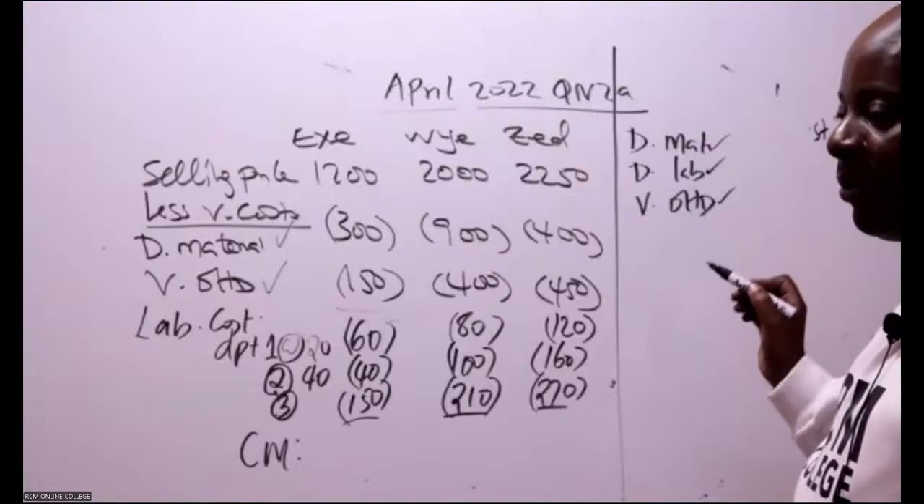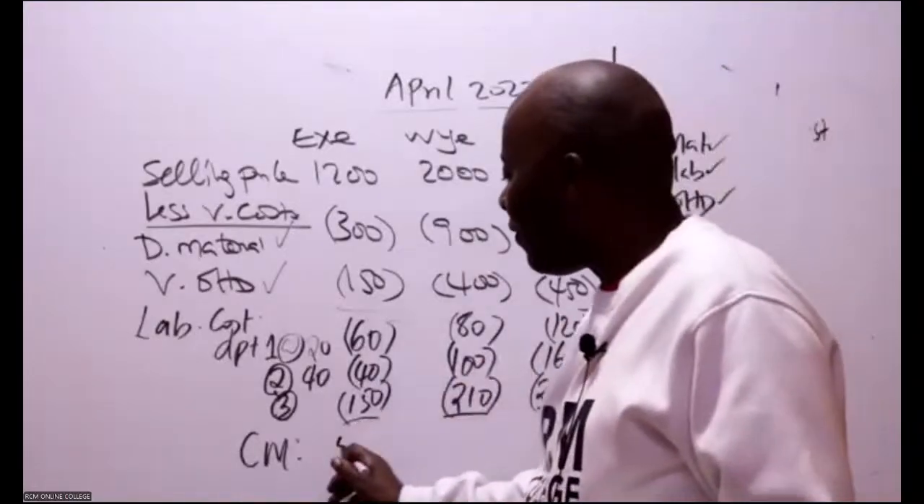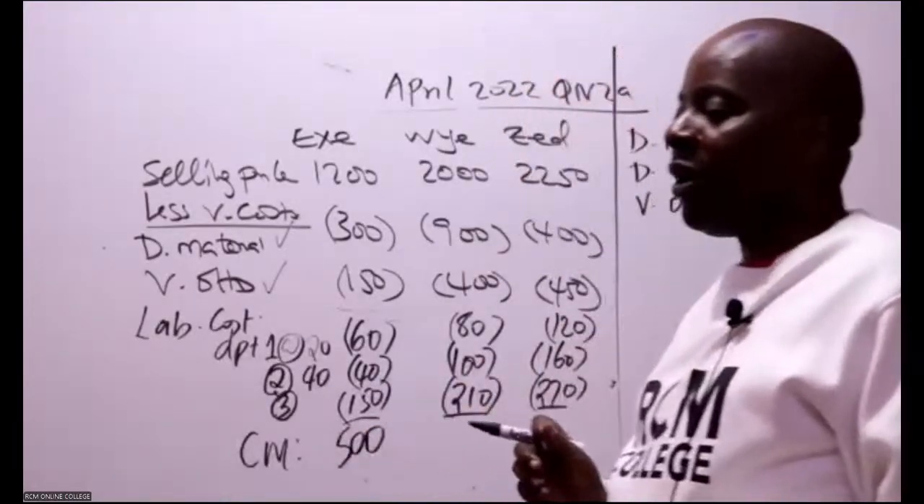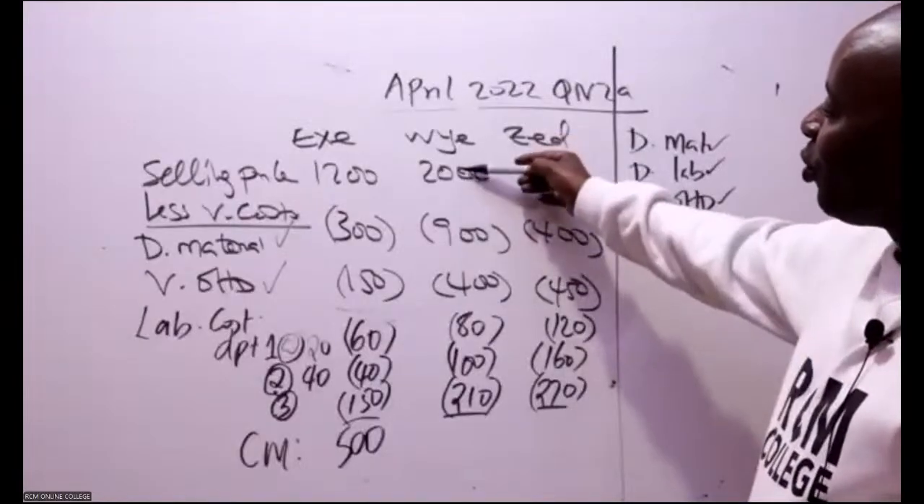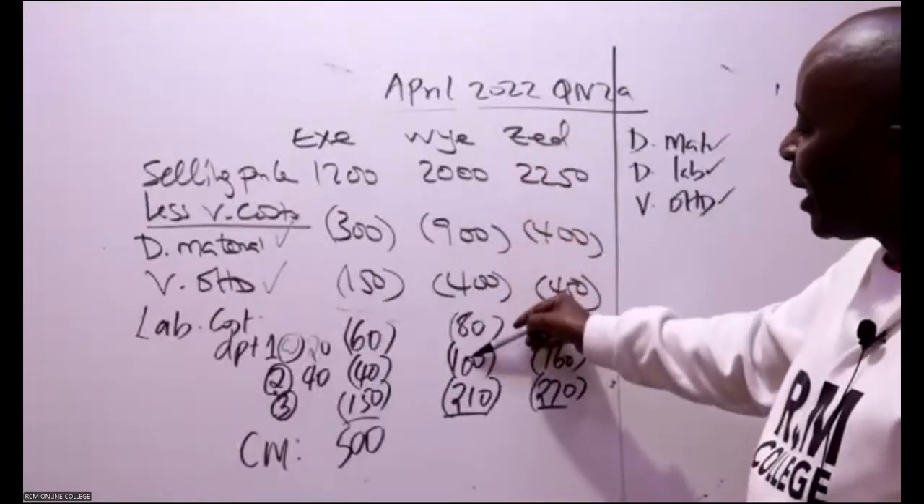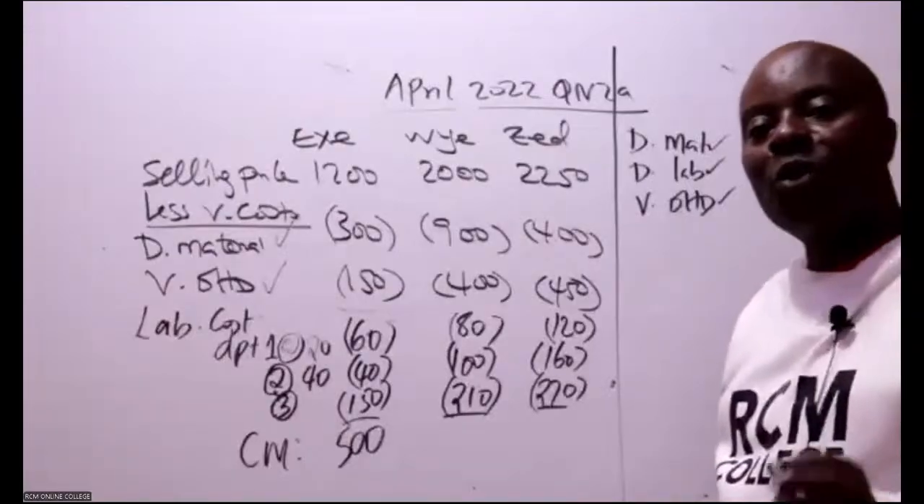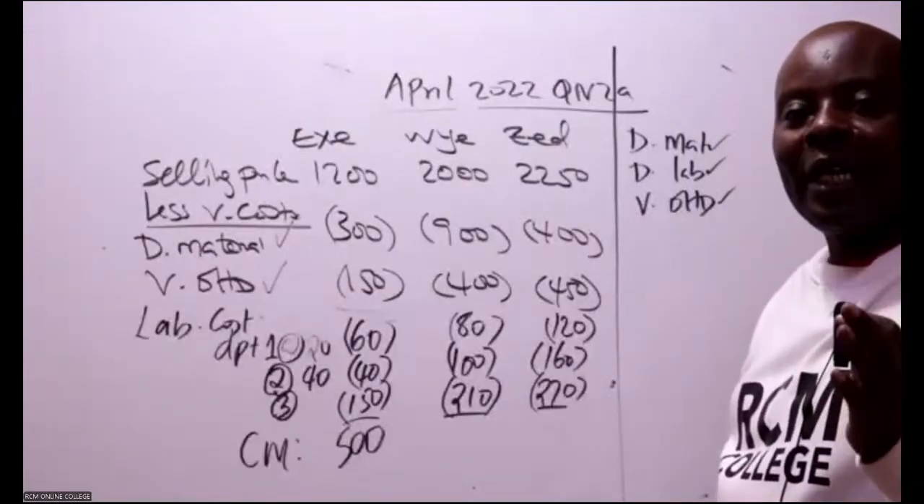So now you've been able to, so X I'm being told it's 500. X is 500. So if it's Y, 2000 minus this, minus this, minus this, minus this, minus this. Contribution margin, if you get a negative, hiyo ni hatari.